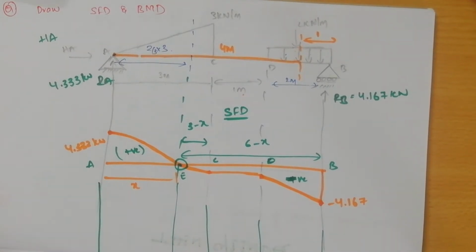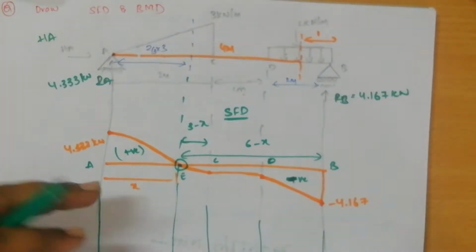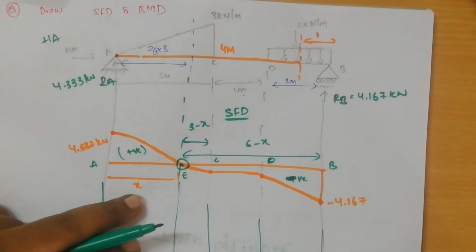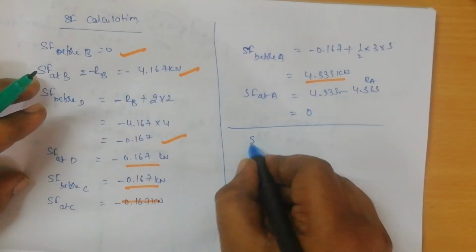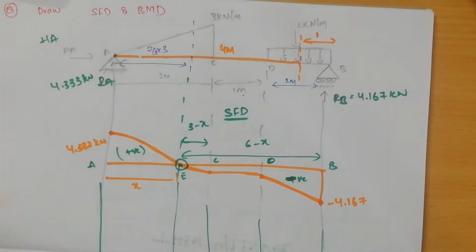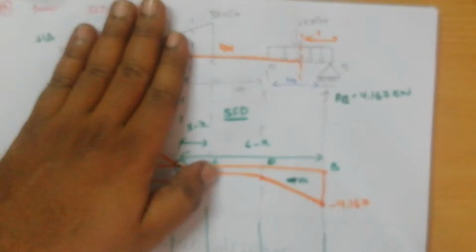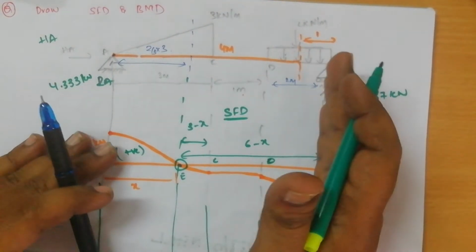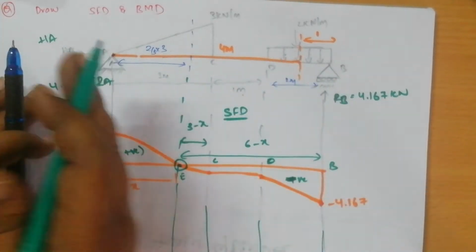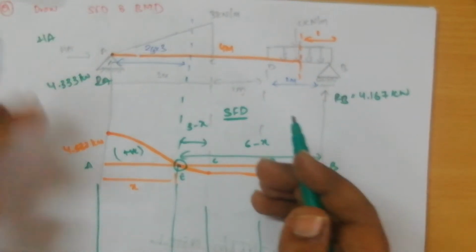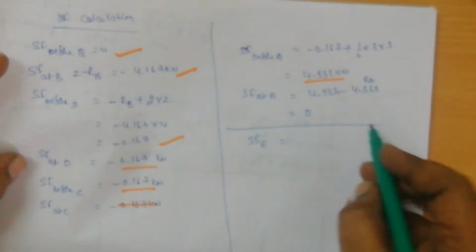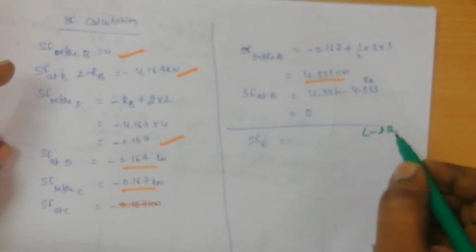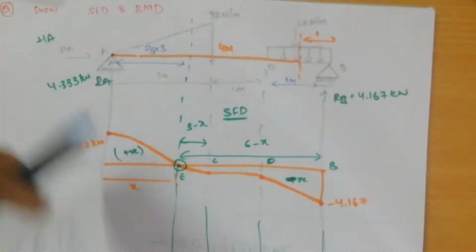First of all, we have to calculate the distance of that point. So I have considered from the left support it is at a distance of x meters. Now I have to calculate the shear force at E. We can consider all the loads from the left side, or we can solve it from the right side. Let us do the left to right solution once.